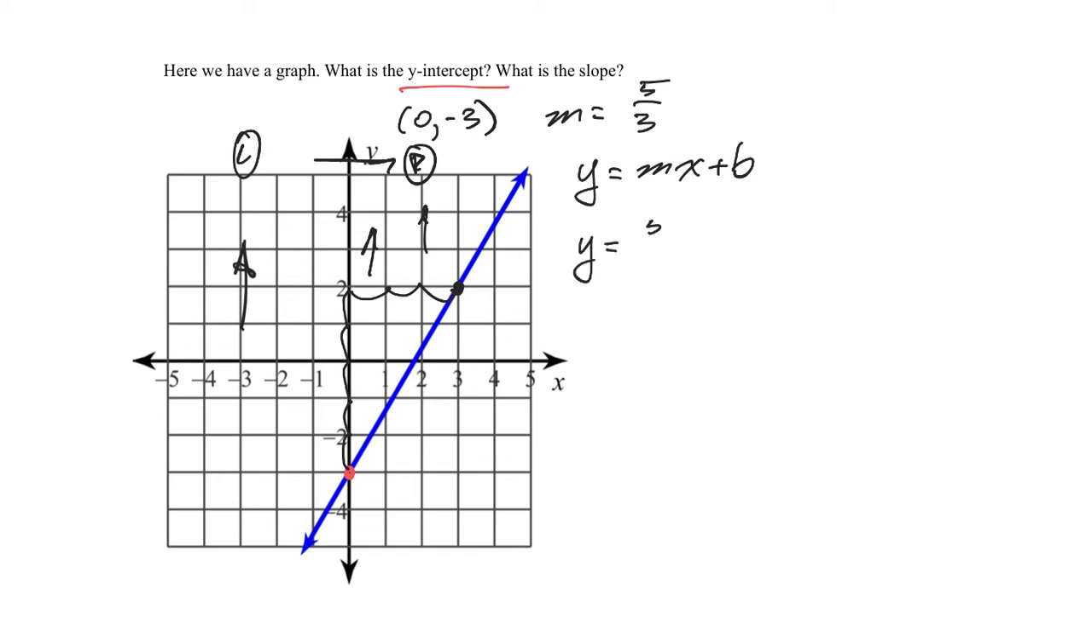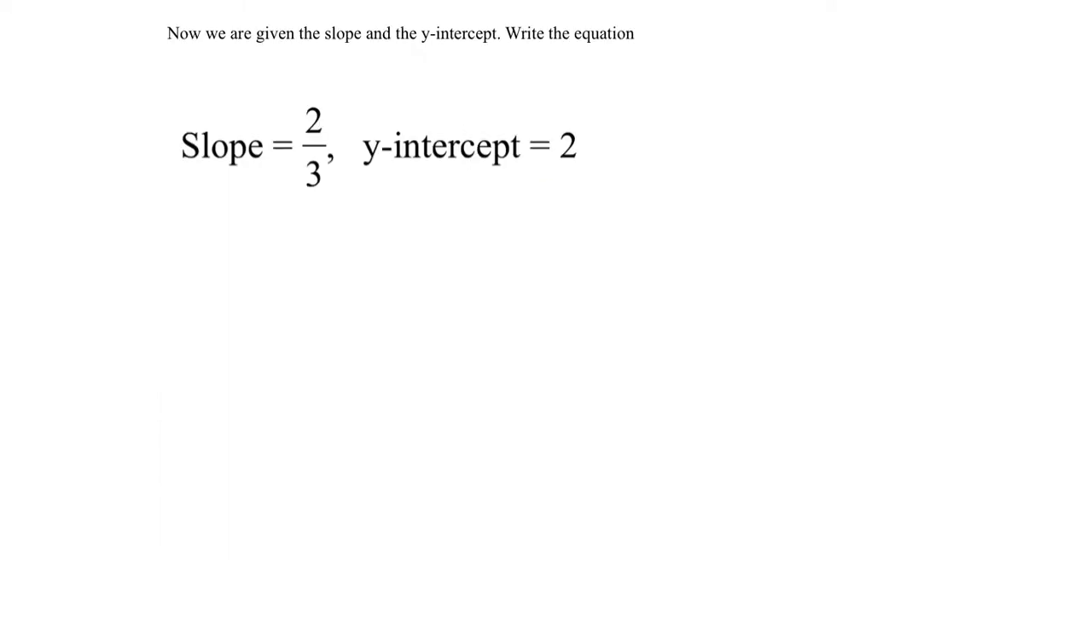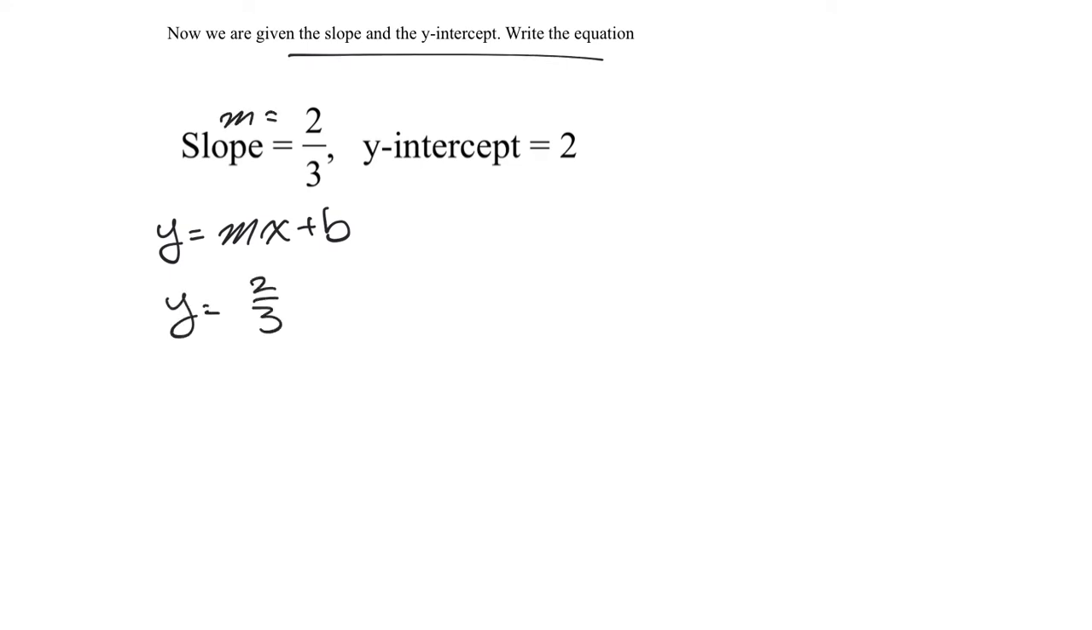So I have y equals 5/3 x, because 5/3 replaces m. And then minus 3, because I have plus b, and plus a negative is the same as a minus. And there's the slope-intercept form for that line. These are even more straightforward. So now we're just given the slope and the intercept. So here's the equation, the slope-intercept form for this line, and I'm going to substitute in what I know. Remember, slope is m. So I have y equals 2/3 times x plus 2. Here, 2 is positive, so it stays plus. And we're done. That's it.